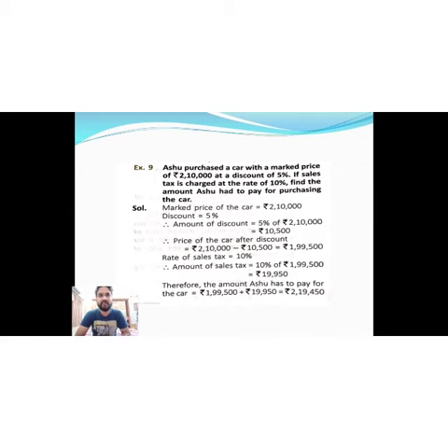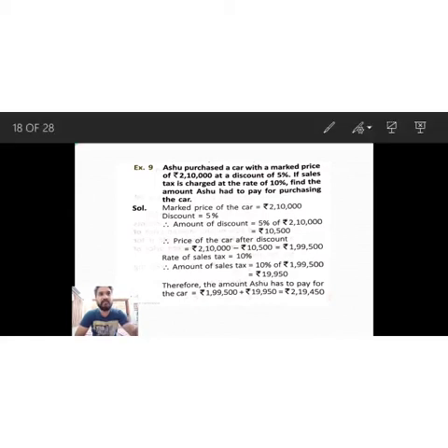First of all, the mark price is 2,10,000. The 5% is the discount. So first of all we have to find out the discounted price. So the discount is 10,500. So we have to subtract 10,500 from 2,10,000. So the price of the car after discount is 1,99,500. Now on this 1,99,500 there is a sales tax.